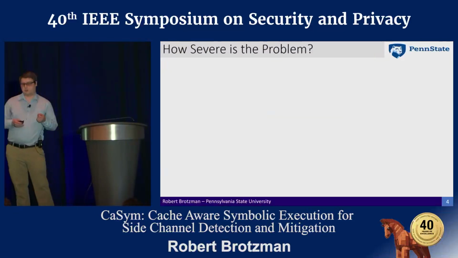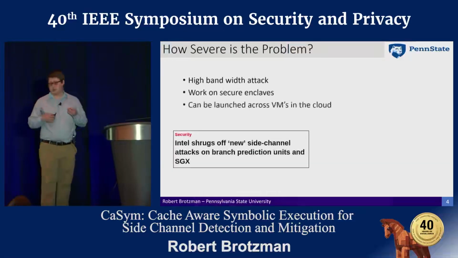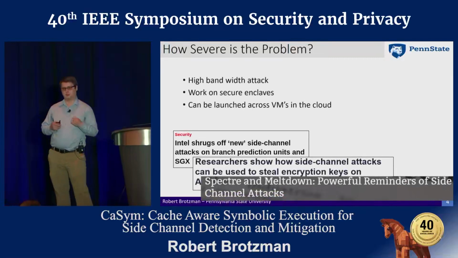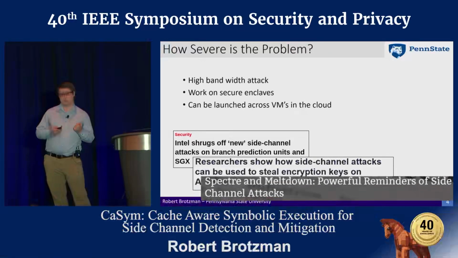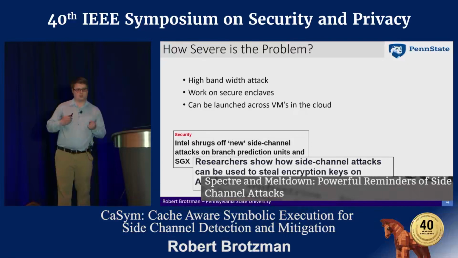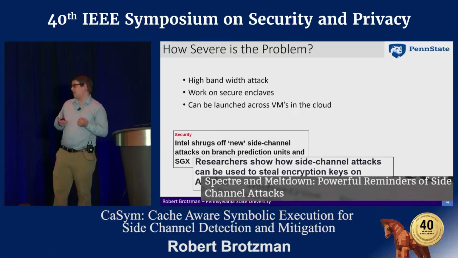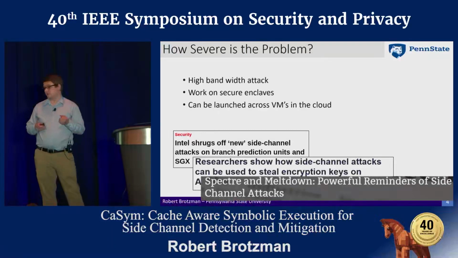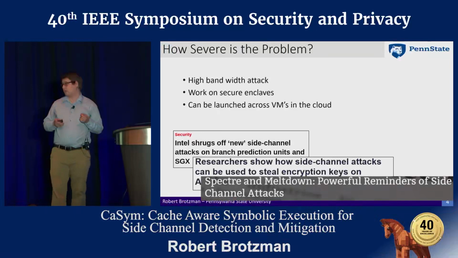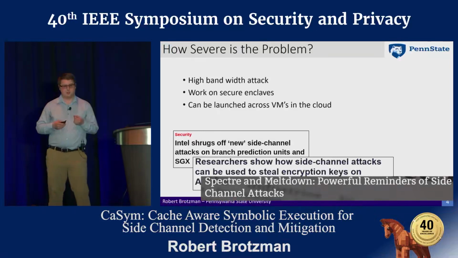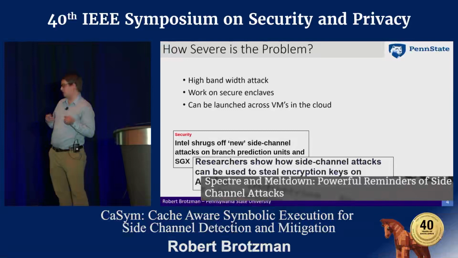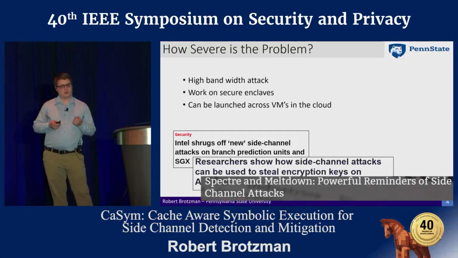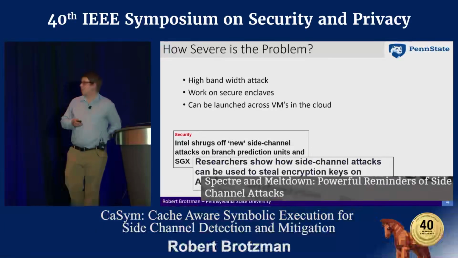So just how severe is this problem? These attacks have been shown to be rather high bandwidth, so there's been work that's shown that they can get up to over 100 kilobytes of leakage per second. They've been shown to work on secure enclaves such as Intel SGX, and they've also been shown to be able to be launched across cores across virtual machines in the cloud using the shared last level cache. And most recently, the Spectre and Meltdown vulnerabilities have brought these side channels to the forefront, taking advantage of speculative and out-of-order execution to leak arbitrary data from the victim address space.